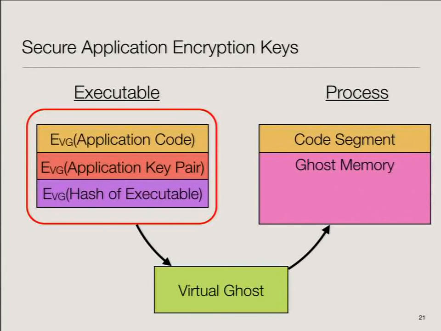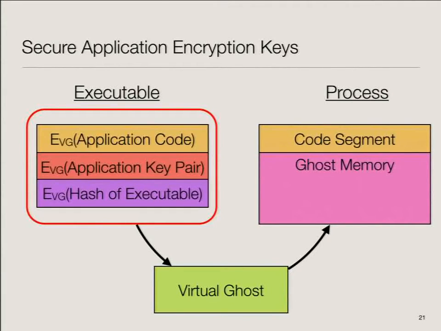What we need to do is tie the application code and the application key pair together so that if they are tampered with by the operating system kernel, we can detect the tampering and refuse to run the program. So every installation of Virtual Ghost will have a public and private key. The Virtual Ghost public key will be used to encrypt the application code, the application key, and then a checksum of the combined application code and application key pair will be encrypted with the Virtual Ghost public key.